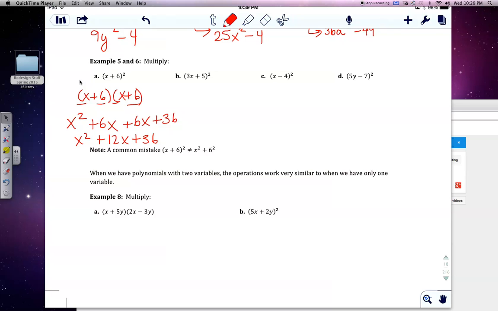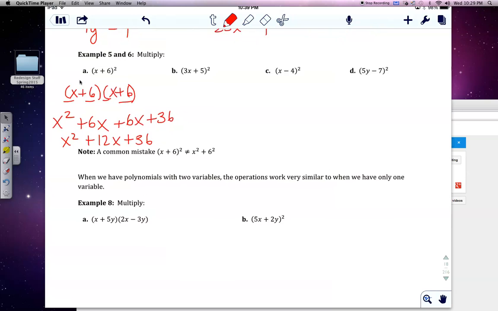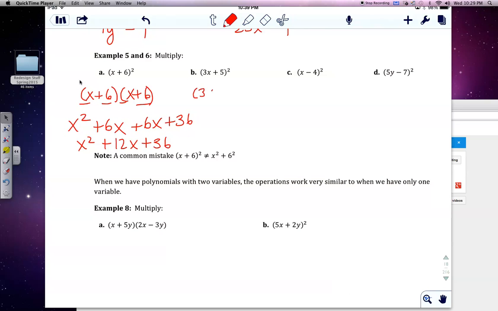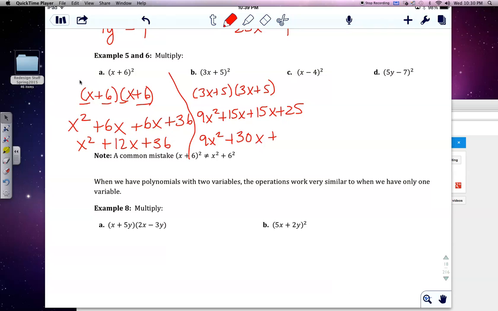You might notice I double the middle term. That's 6x and add another 6x. There's a shortcut for that you can actually memorize. Okay, so this one next, I have the same thing here: 3x plus 5 times 3x plus 5. So I get 25. I get 9x squared plus 30x plus 25.